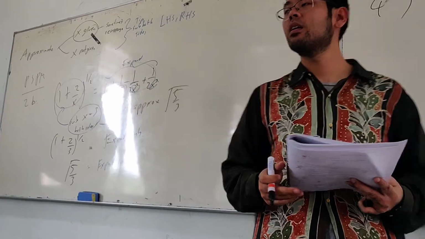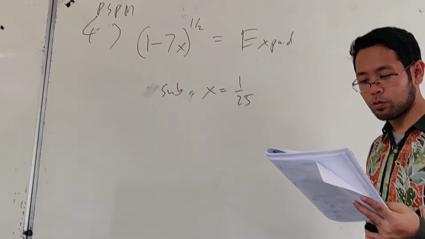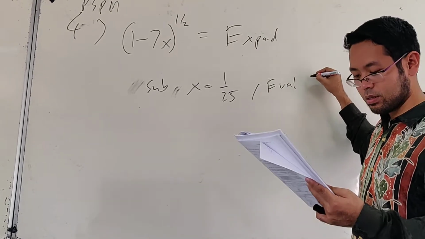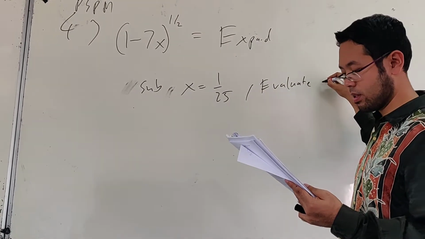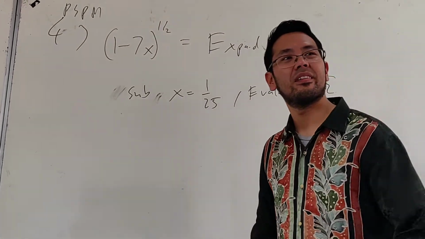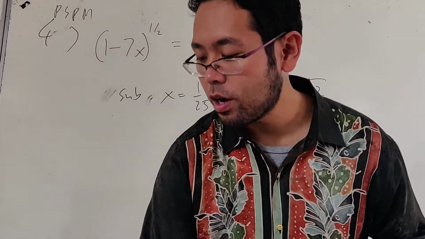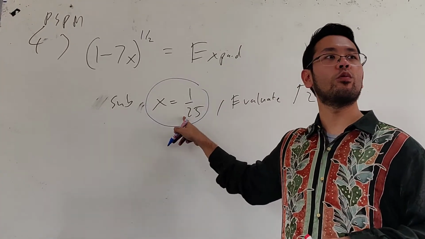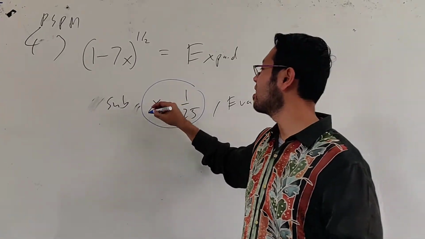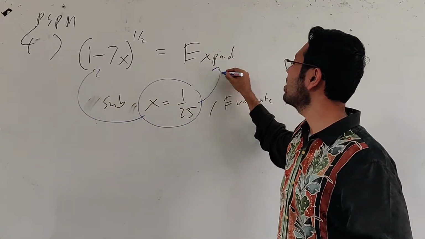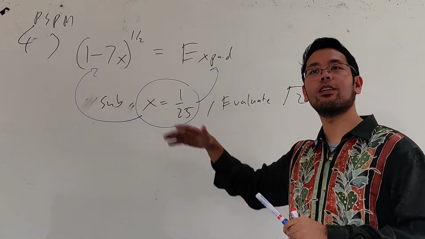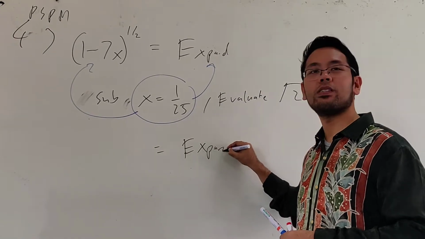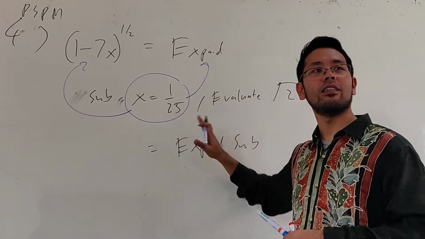That one is easy. But for this question here, they give you x equals to 1 over 25 and they ask you to evaluate or approximate the same thing, square root 2. Right, so how do we do it? What should I do with this? Substitute here. Sub both x. What do you get on the right side? Expand and then we sub it. Just substitute the x there.